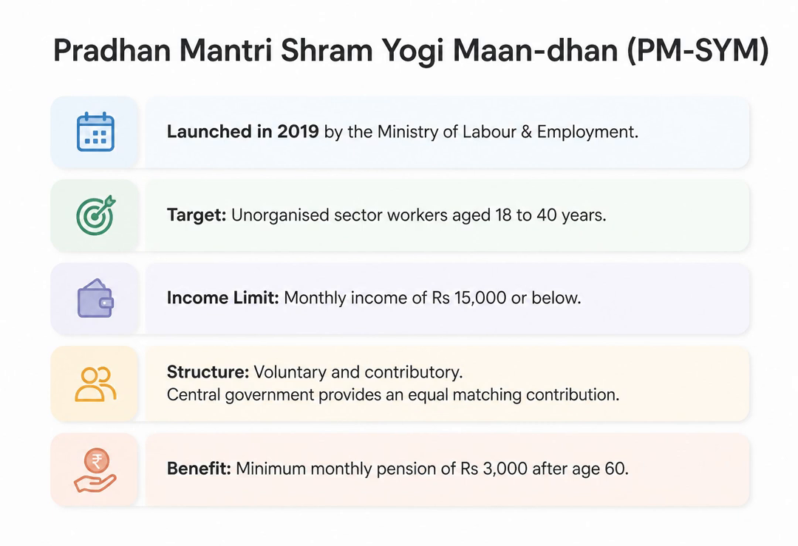To secure the future of the most vulnerable, the Ministry of Labor and Employment launched 2 pension schemes in 2019. The first is the Pradhan Mantri Shram Yogi Man Dhan. This is a voluntary, contributory pension scheme designed specifically for unorganized sector workers earning 15,000 rupees or less per month. If a worker between 18 and 40 joins, the central government matches their monthly contribution, guaranteeing a minimum monthly pension of 3,000 rupees after they turn 60.